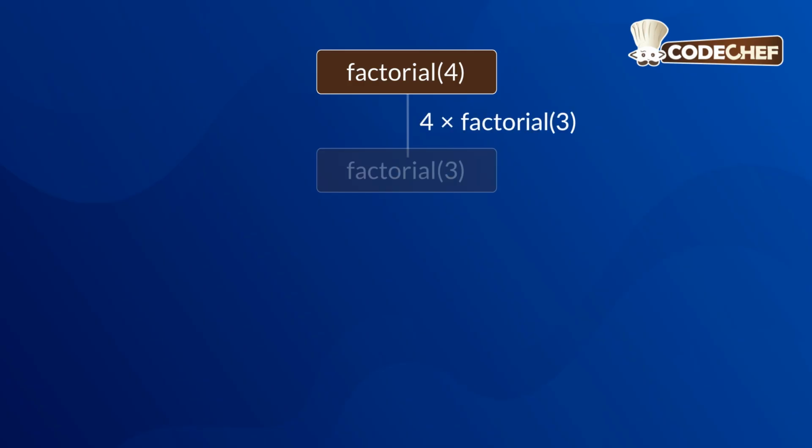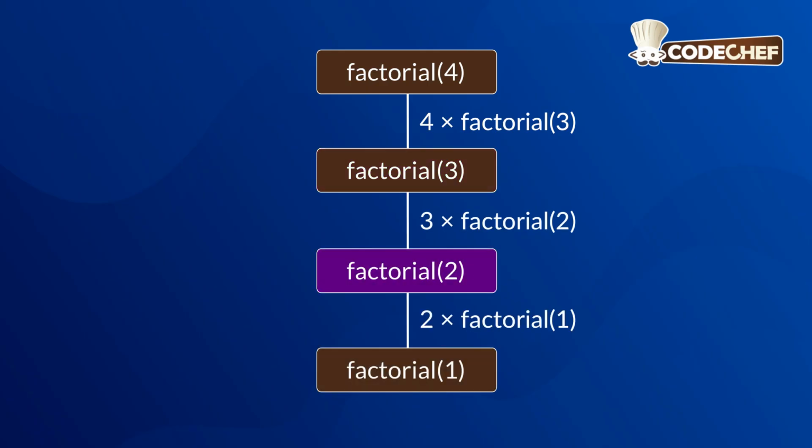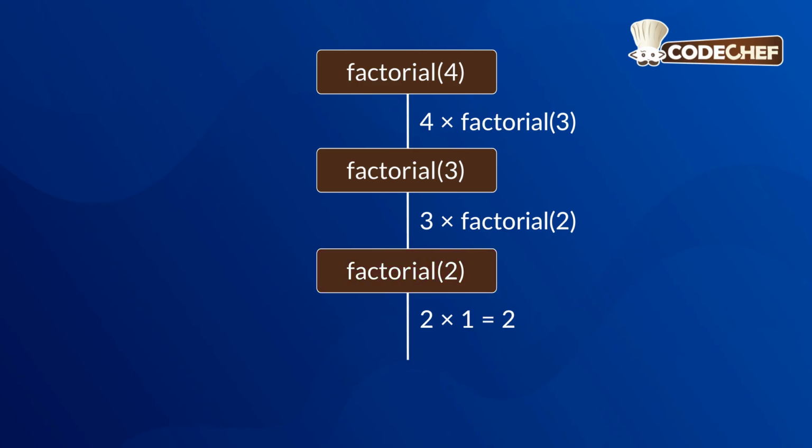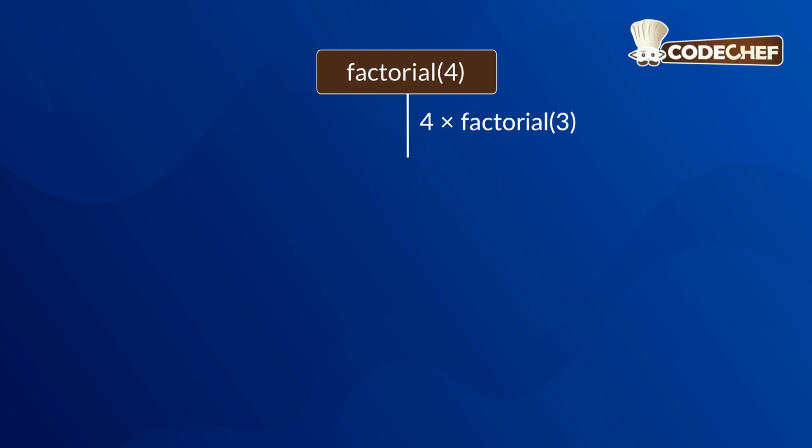Let's trace factorial 4. Factorial 4 calls 4 times factorial 3, which calls 3 times factorial 2, which calls 2 times factorial 1. Factorial 1 hits the base case and returns 1. Then it unwinds. 2 times 1 returns 2. 3 times 2 returns 6. Finally, 4 times 6 returns 24.